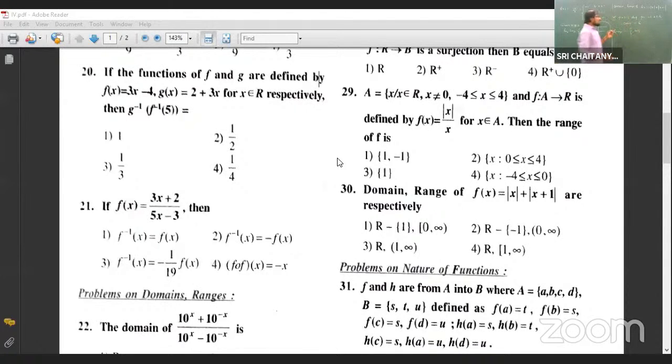I am repeating: range is nothing but the output which you get after substitution of the domain. Now itself I said all real numbers I can substitute.